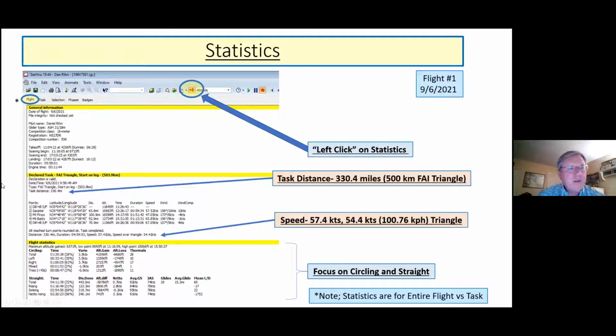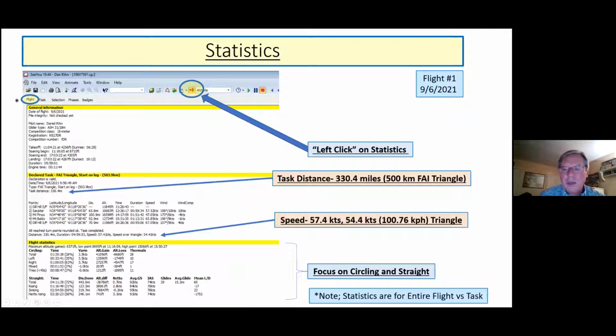So when you get this page, it shows the task distance. Now, because it's not exactly the 500 kilometers I mentioned, it's actually a little bit over 330 miles. It shows that that's what you declared. And then it shows, well, how did you fly it? And I flew 57.4 knots, excuse me, a little over 100 kilometers per hour. And it was a triangle. And then also you have a lot of statistics about your circling and your straight. And those are some of the things we're going to get into quite a bit more.